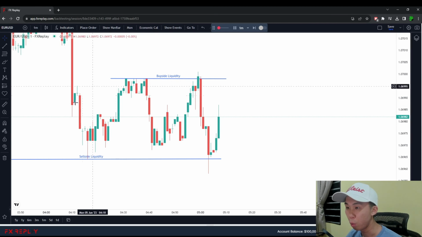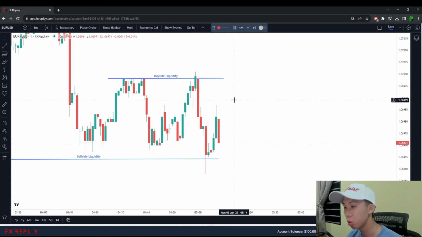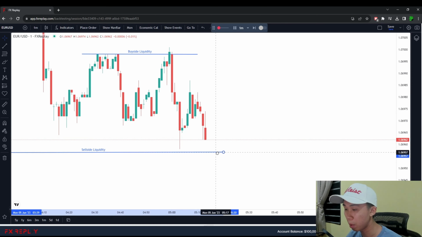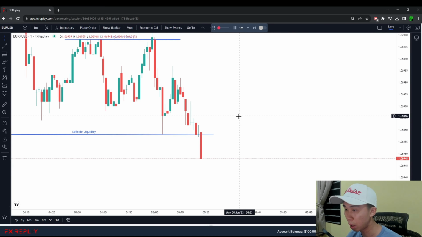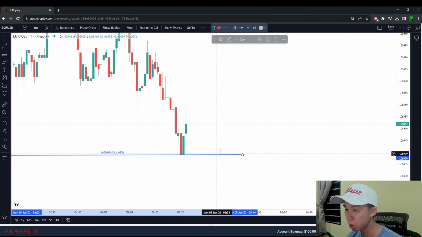Before this, we have two over here. One buy side, one sell side. Price went up first, took the buy side, reversed down, and came back down to take the sell side and reversed back up. So this is how liquidity is like a magnet. And look, it came back down to tap this. This is our new sell side. Tapped it, tapped some more, went down aggressively, came back up. This is our new sell side.